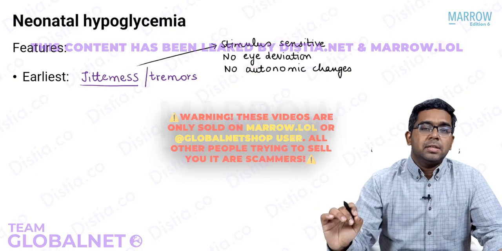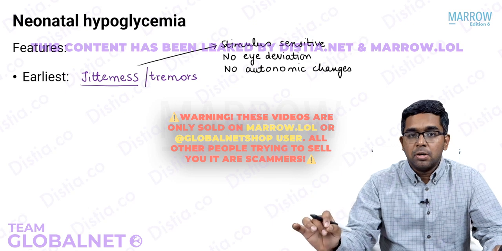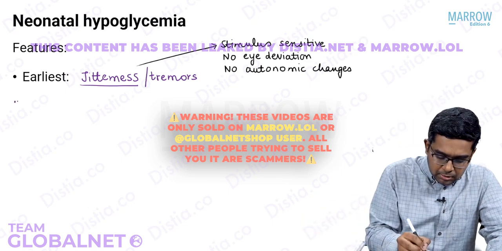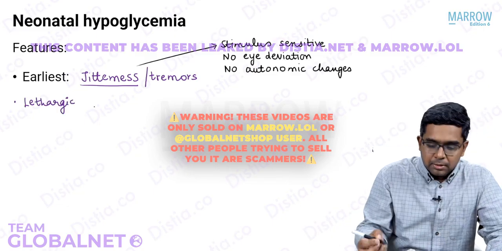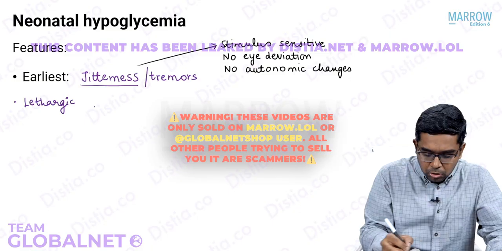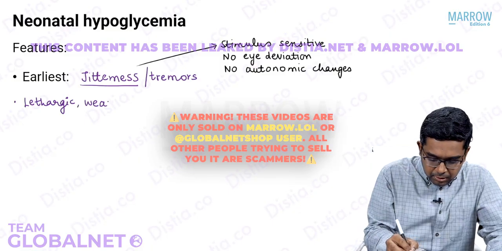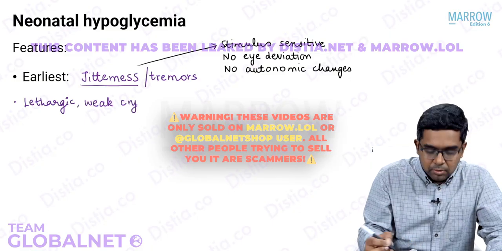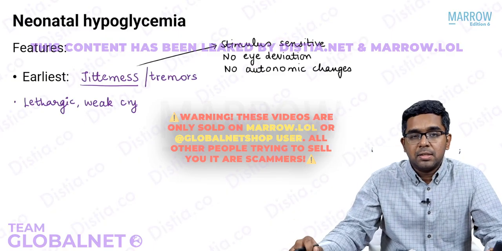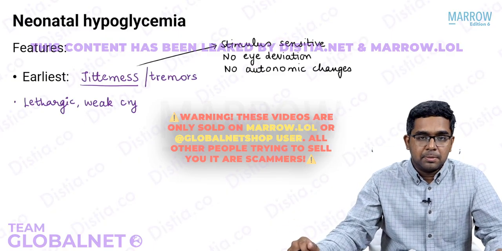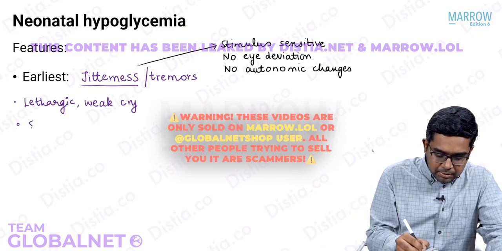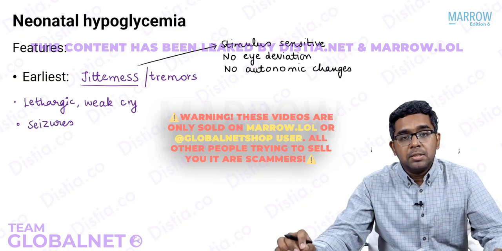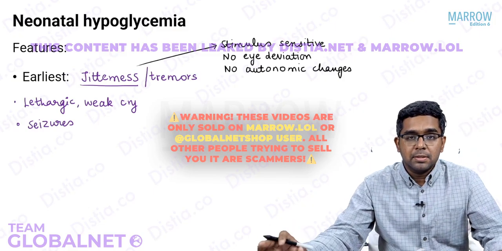Okay, right. So the earliest feature is jitteriness or tremors. The other features: a child can be lethargic. The mother can tell you the child is not at all active, or the child can have a weak cry, or the child can have a poor feeding pattern. All these are features of hypoglycemia. Sometimes hypoglycemia can frankly present with seizures. And remember for your exams, hypoglycemia is an important cause of neonatal seizures.